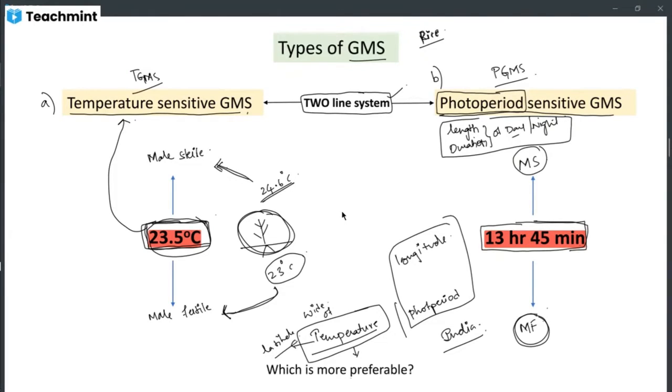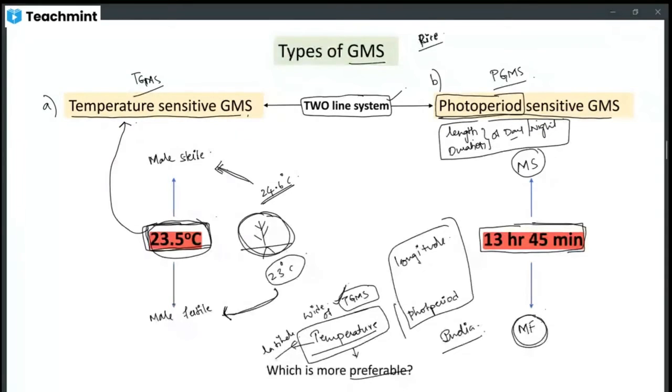So the most preferable one is your temperature sensitive genetic male sterility, right? So please remember, in India, temperature sensitive genetic male sterility is most preferable. Am I right, guys? Yes, sir.